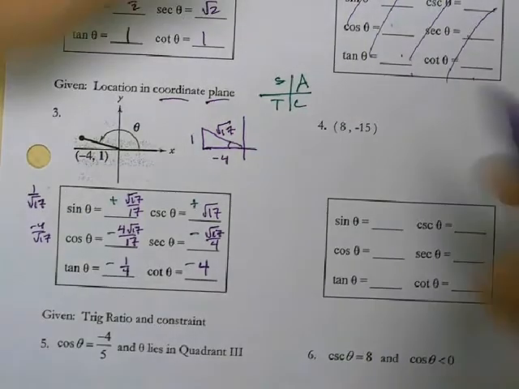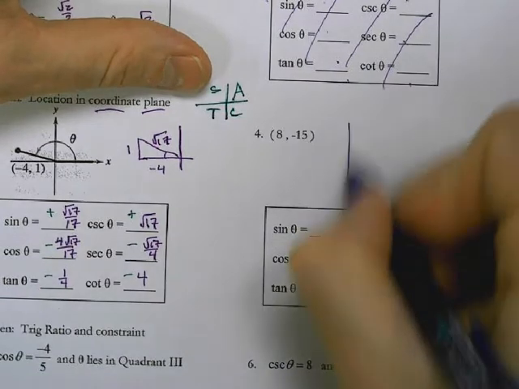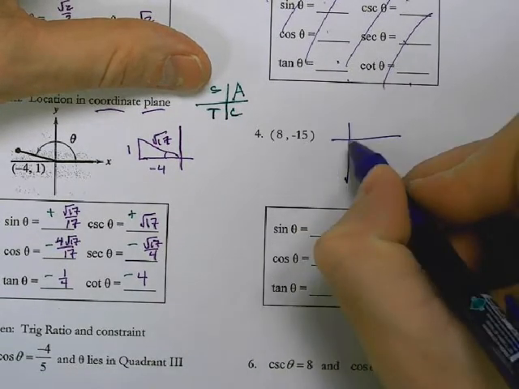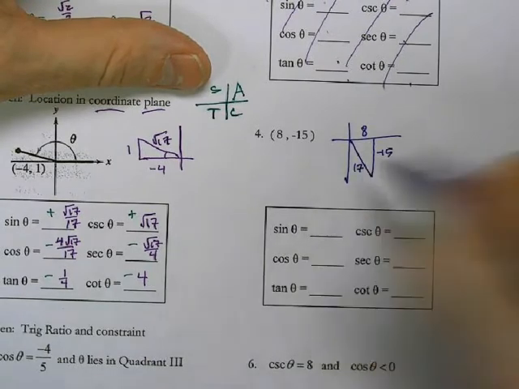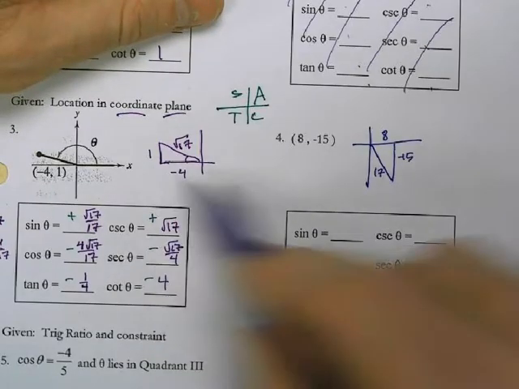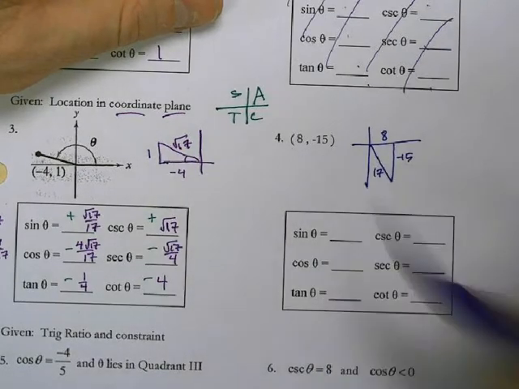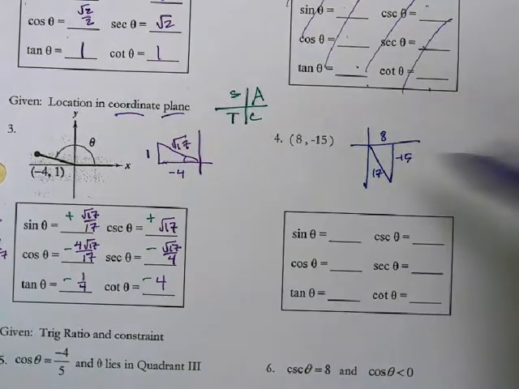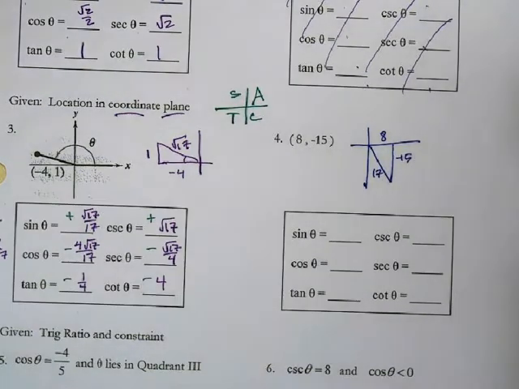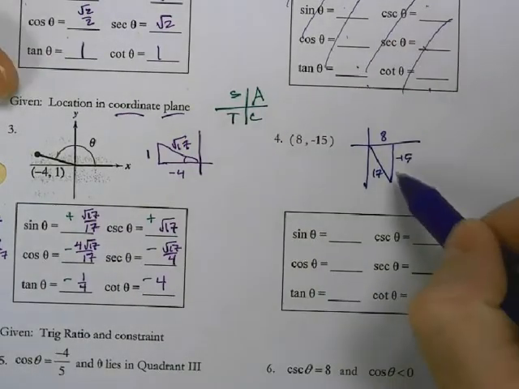Alright, so what quadrant are you in? Very good. Forward 8, down 15. Hypotenuse is 17. Hey, this is the time I should mention in both of these, your hypotenuse is positive. It will be positive in everything we do until we get to vectors. And then in vectors, we'll talk about having a negative hypotenuse. But it's the very last chapter in trig. Don't worry about it right now.